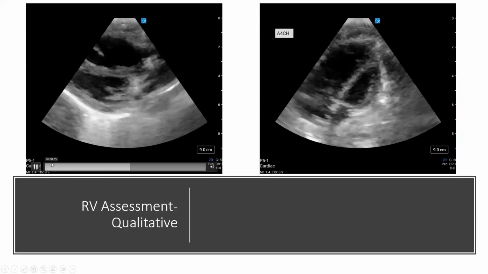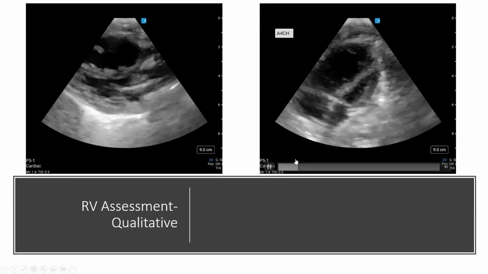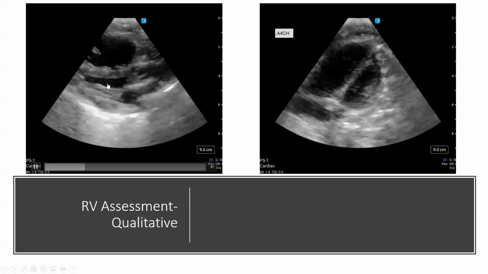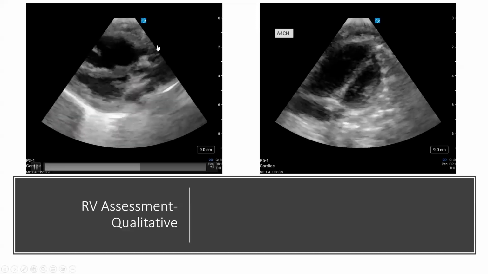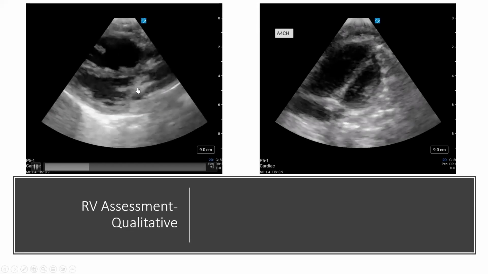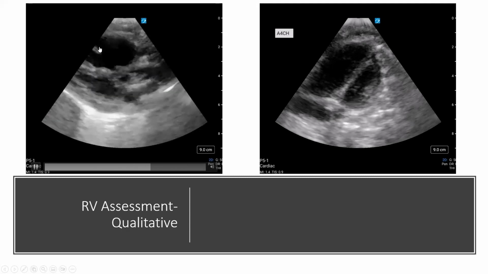So this slide has examples of some pathology. So we just talked about the parasternal long axis view. So this is left atrium, left ventricle, small left ventricular outflow tract, and a large right ventricle. This doesn't follow the 1 to 1 to 1 ratio. This looks like 2 to 1 to 1.